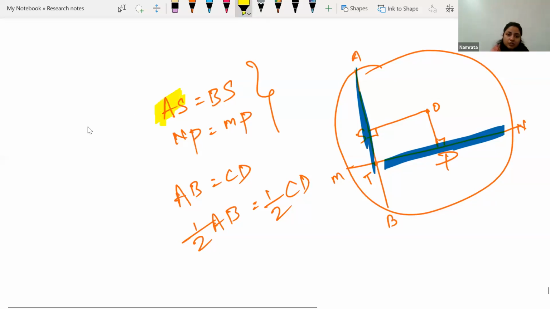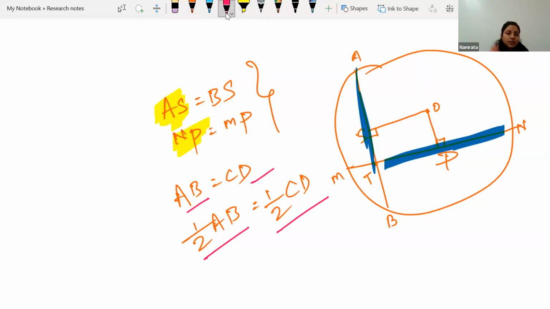We have AS over here, and in this blue one we have NP over here. So if AB is equal to CD and half of AB is equal to half of CD, then we can say half of AB we can take as AS, right? And half of CD, sorry, not CD, MN, half of MN we can take as NP.